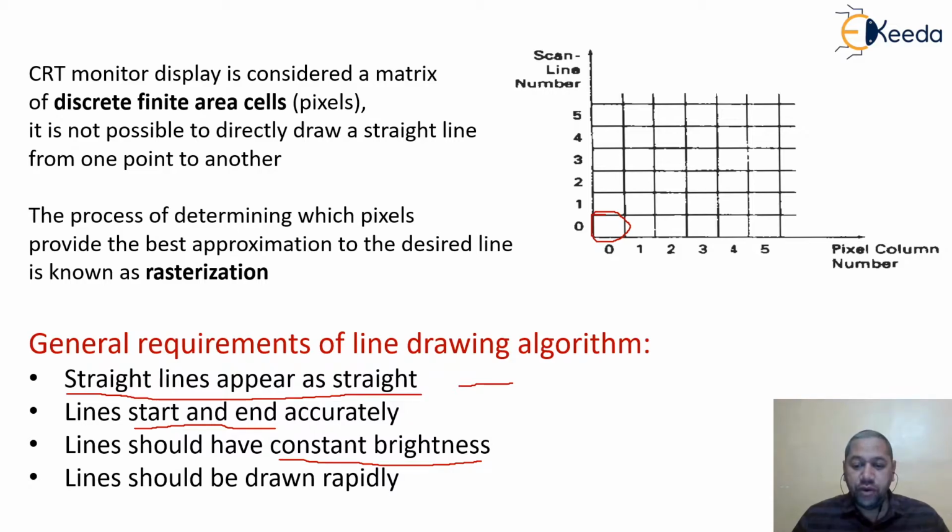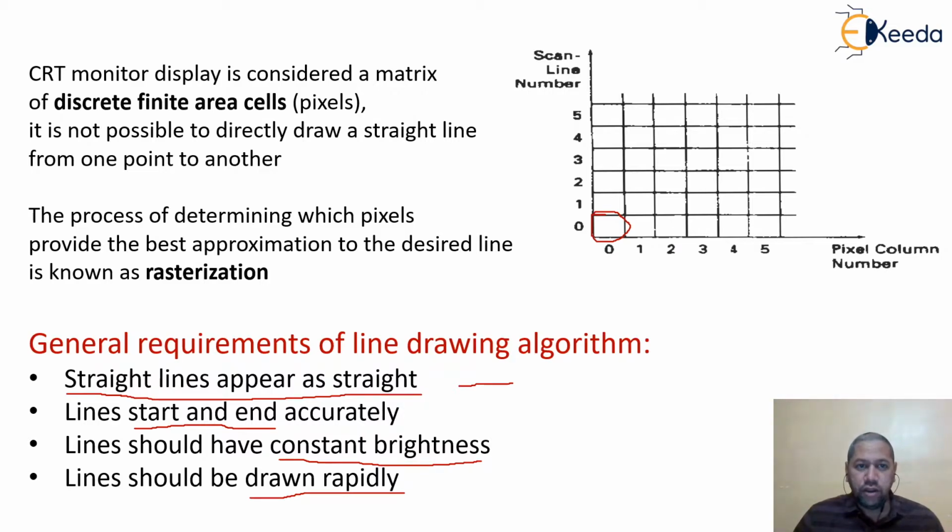So what we are going to consider here is that the line should have a constant brightness. Then we consider the obvious requirement of any algorithm or program: it should be drawn rapidly. My algorithm should be very fast, and it will take minimum time to draw the line. These are the general requirements, and they are applicable to all the line drawing algorithms that we are going to learn.